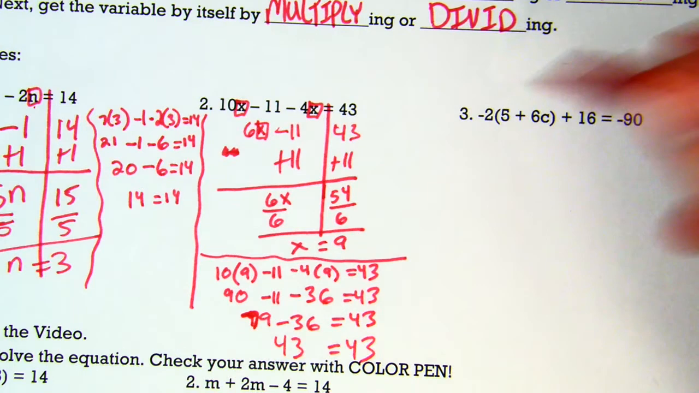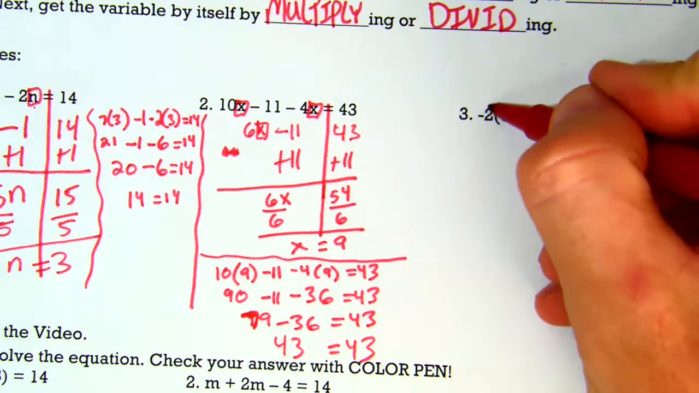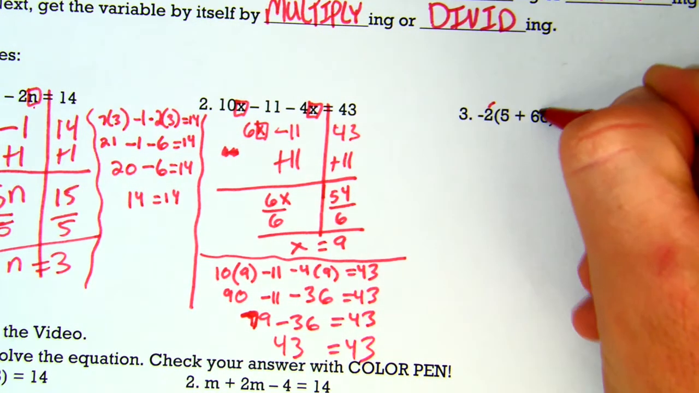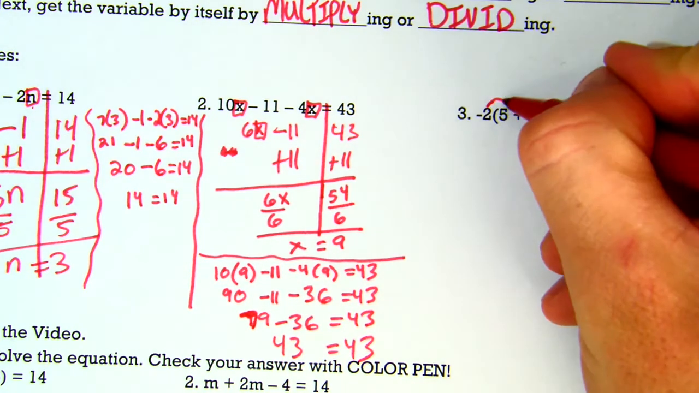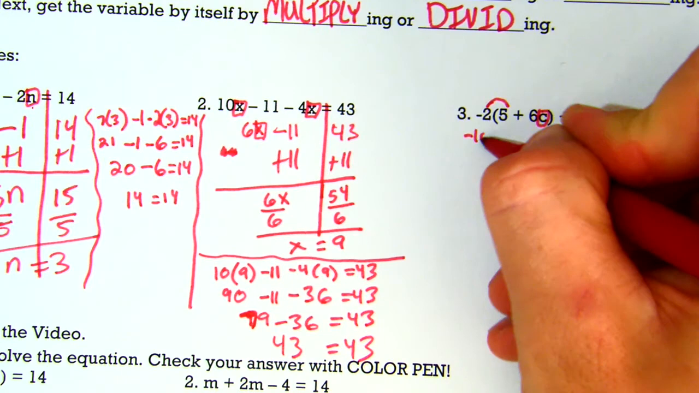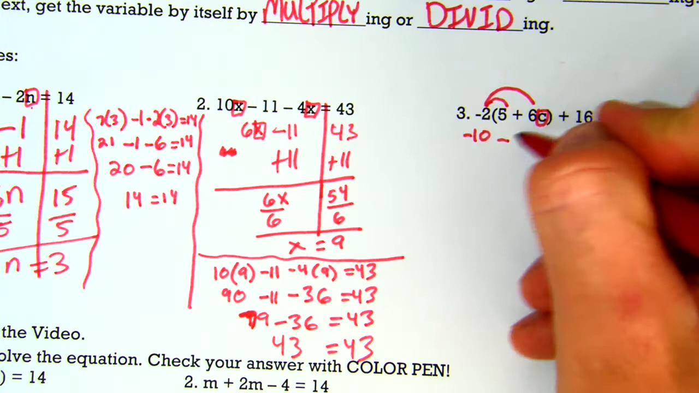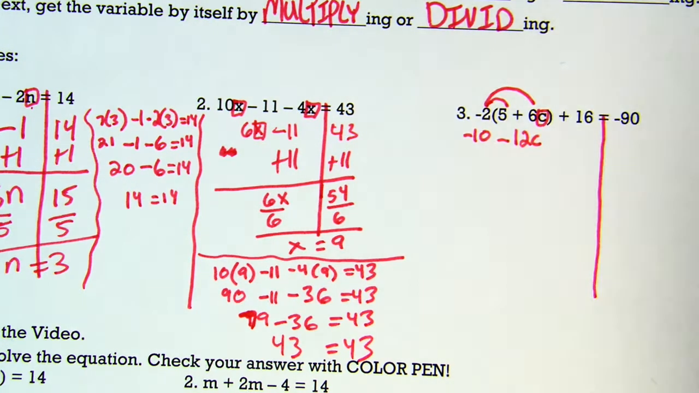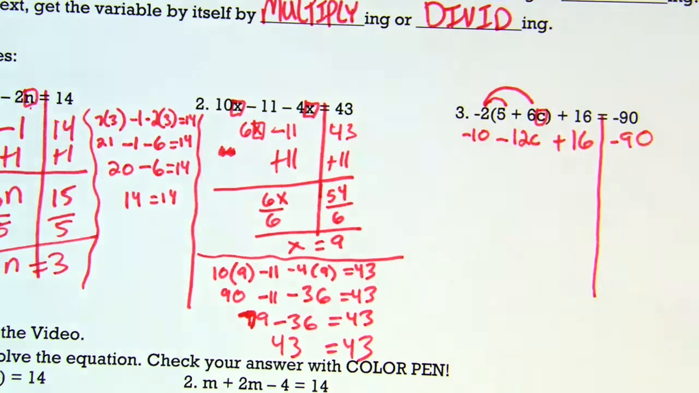Alright, number 3. Now it looks like we have a distributive property we have to do first, and then we'll see if we have to combine any like terms. Okay? So I'm going to go ahead and distribute it out. Well, let me box my variable, draw my line down. Go ahead and distribute it out. Negative 2 times 5 is negative 10. Negative 2 times a positive 6 is a negative 12, so minus 12c plus 16 is negative 90.